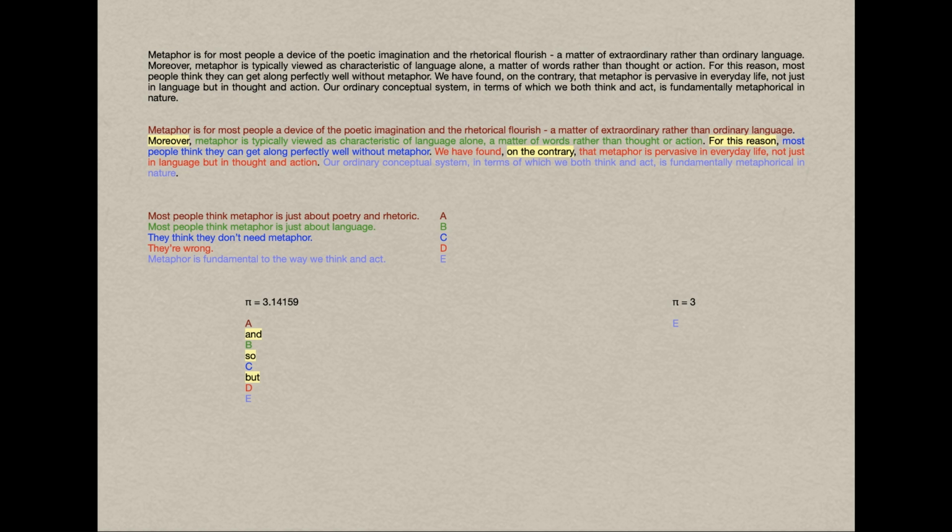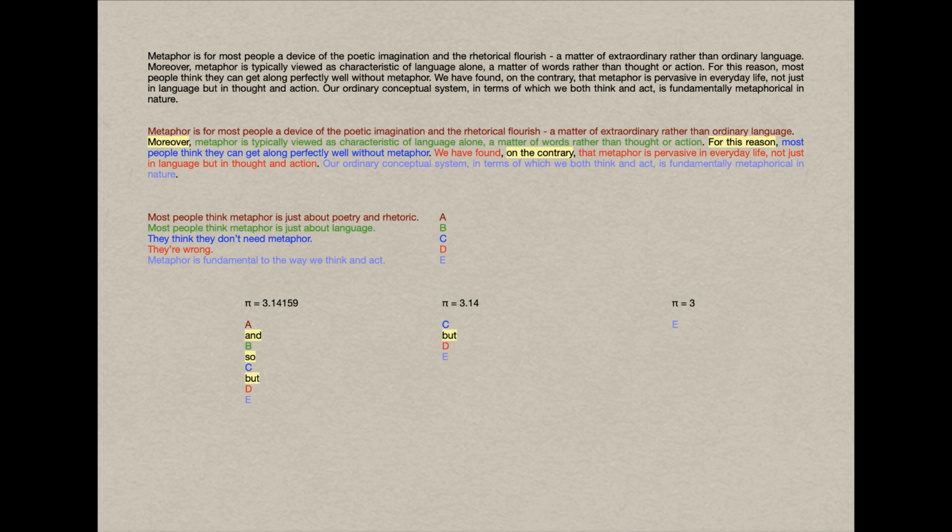But what if we wanted to round up in the middle and say pi equals 3.14? Personally, the way I do that is by ditching A and B, and I just keep the structure C but D, E. So what you'd get in full is most people think they don't need metaphor, but they're wrong. Metaphor is fundamental to the way we think and act. So those are the basics.